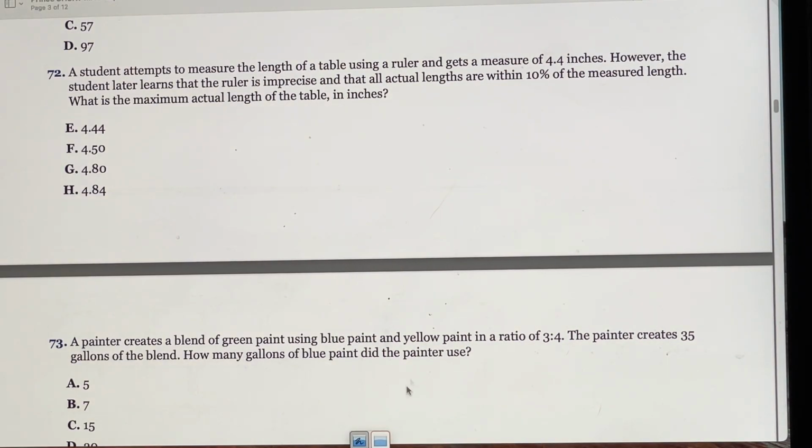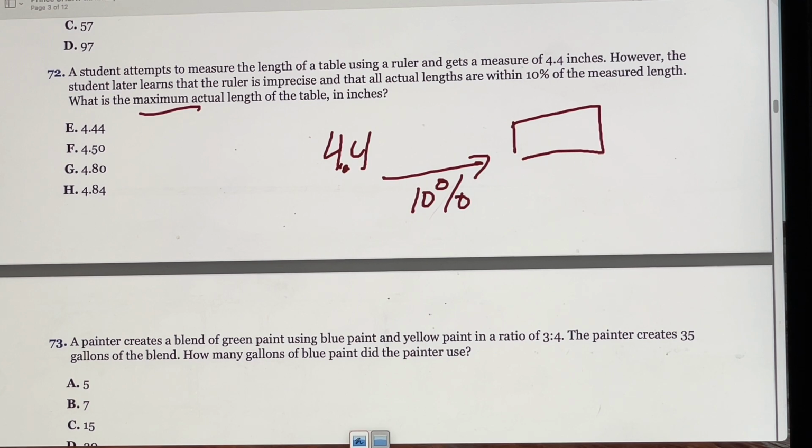Well, if you measured 4.4, we're looking for the max, so it's going to be 10% greater than this. It's going to be 10% greater than whatever the number is. So what's 10%? You can do 4.4, and you want to know what the number is that's 10% above 4.4.